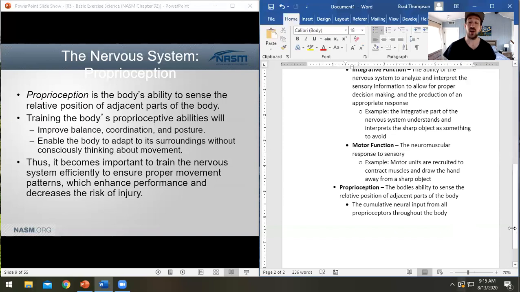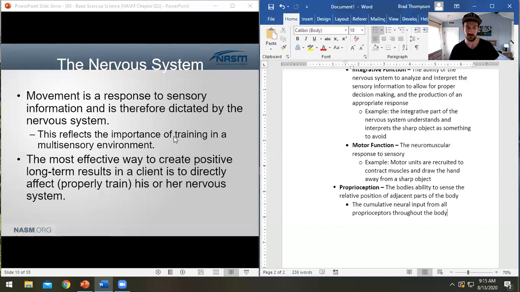So this is why understanding this is such a big deal, right? When we understand these proprioceptors, we understand how our body is able to produce movement. Movement is nothing more than a response to sensory information. That's why movement is completely dictated by our nervous system. And that's why it's so important for us as trainers to train our clients in what they're saying here is a multi-sensory environment. Sometimes they'll say a proprioceptively enriched environment. What they mean is a wobbly environment.